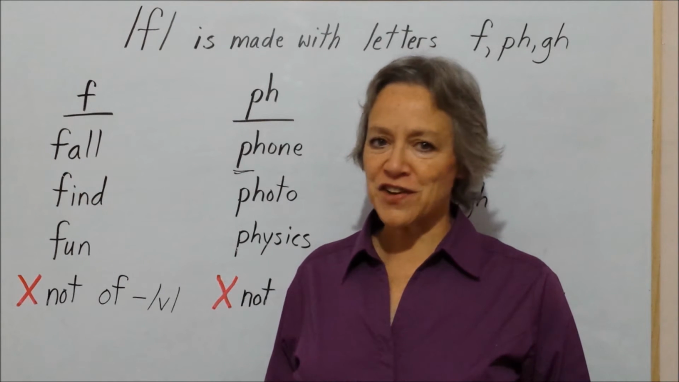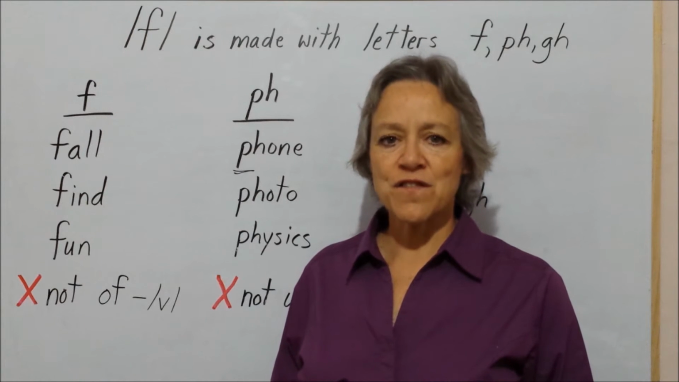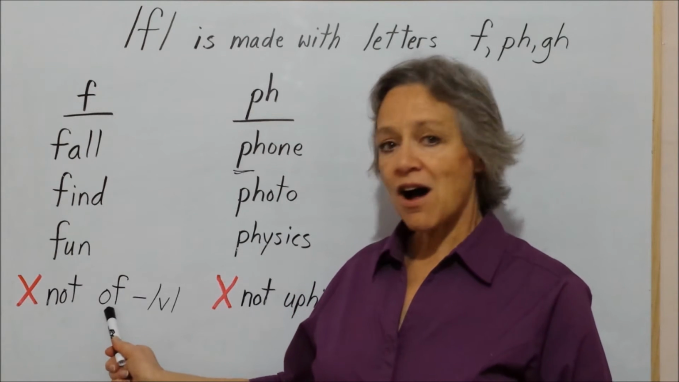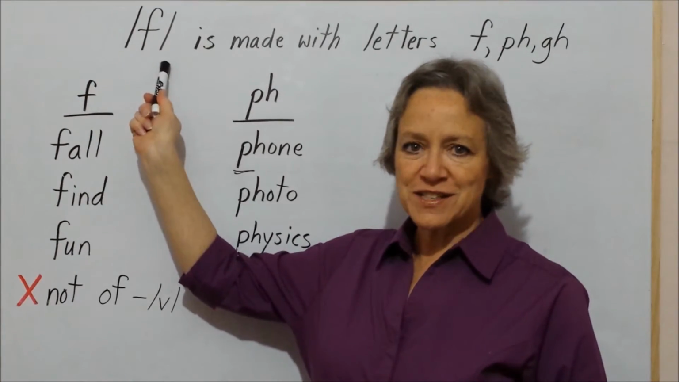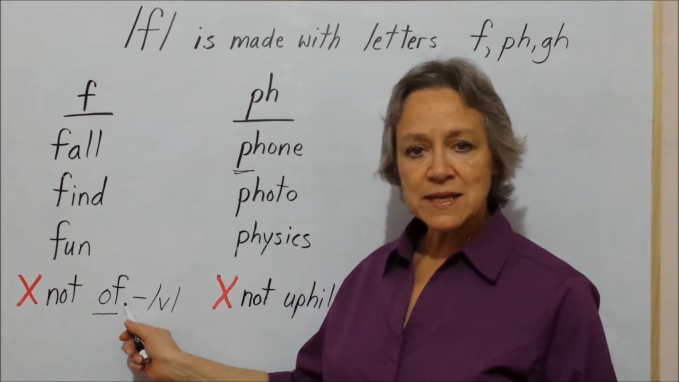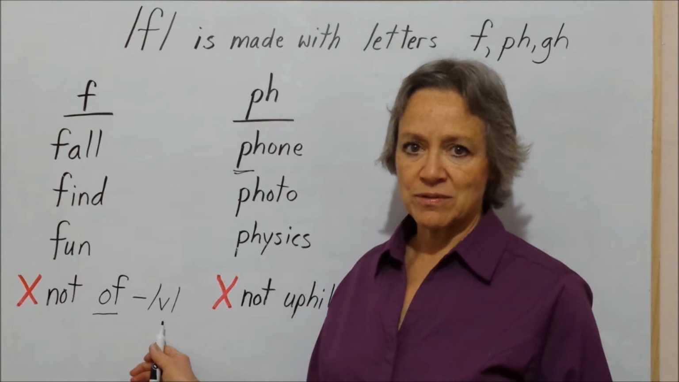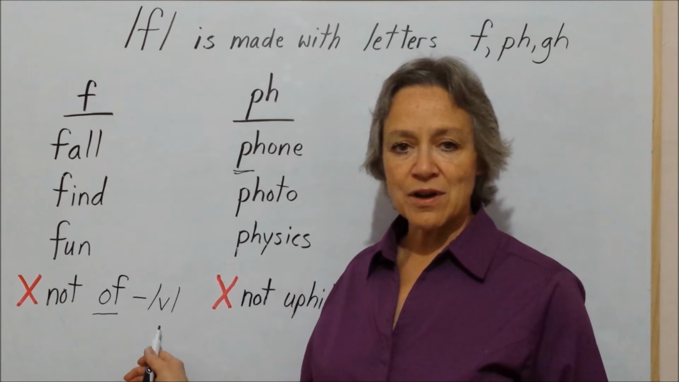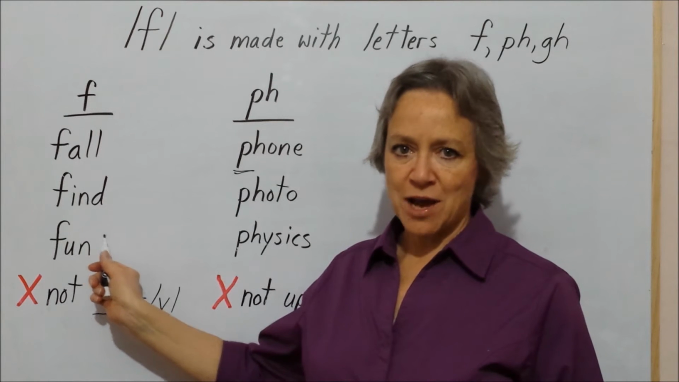However, there is one very common word which has the letter F but does not make the F sound. Okay? And I have written it down here. So I have not, of. So not, it means it does not make the F sound. This is the word of. It ends in the letter F, but it makes a V sound, the voiced sound, okay? So this is of with a V sound. These all have the F sound.